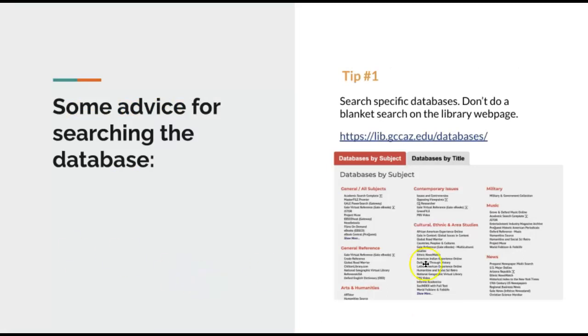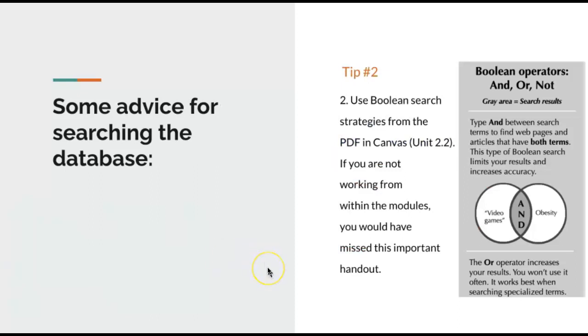So, let's talk about my tips for searching the database, now that you know what that paper looks like. Tip number 1. Sometimes people just go to the GCC library and do a big blanket search. Don't do that. Search specific databases. So go to the database webpage, here's the web address, and pick out specific databases. I've done another recording about this before, so you may want to watch that again if you want my recommendations on which databases you should use.